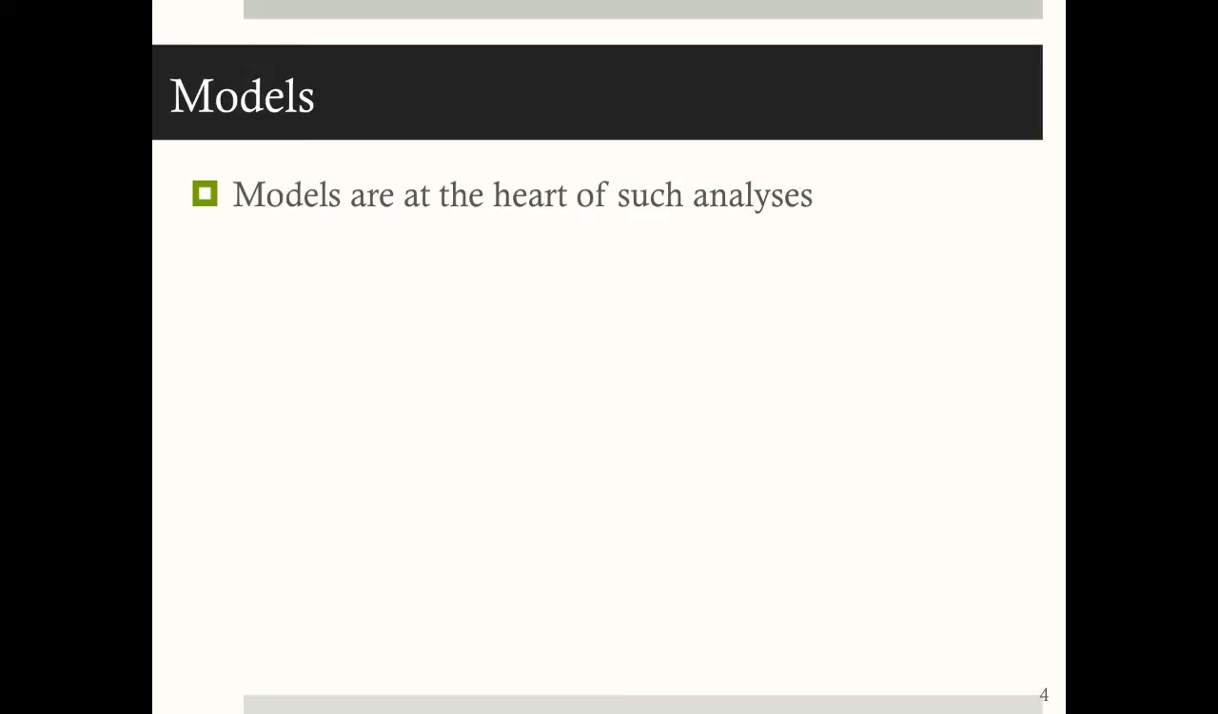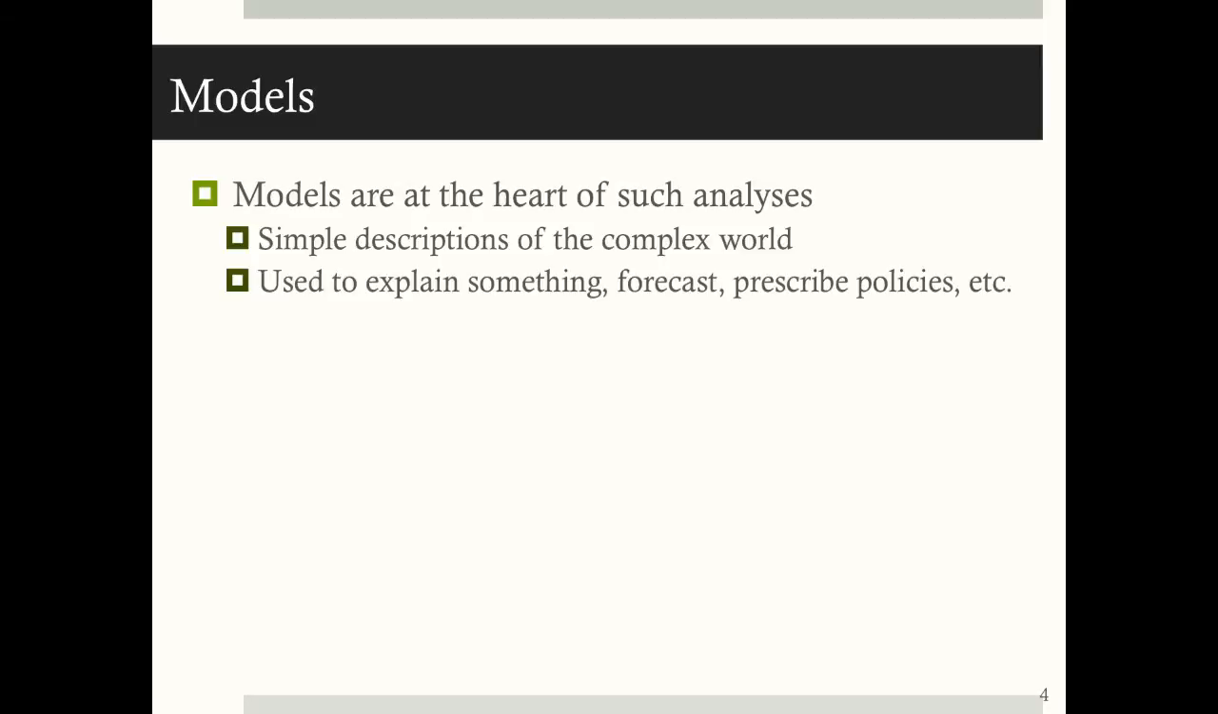But this world is pretty complex. And because of this, economists, just like biologists or engineers, rely on models, which are just simple descriptions of the system we're interested in. These models are used for explaining something, forecasting, i.e. predicting, and in some cases, for policy prescriptions. By using assumptions and focusing on the most important aspects of the world around us, models are just simple versions of reality.